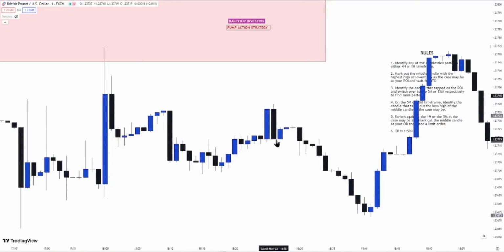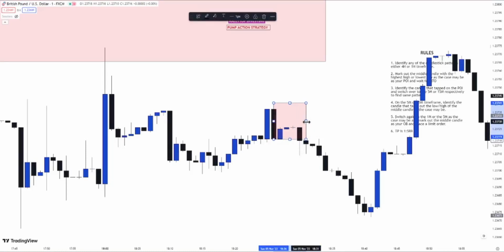And then where is the lower low? This is the lower low here. Because everything here is inside bar. So this is the lower low. So this is our OB here. Look at it. This black candle is our OB. Okay? That's our OB. As you can see, this one took it out.